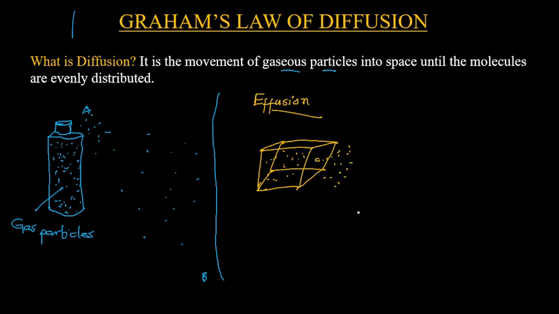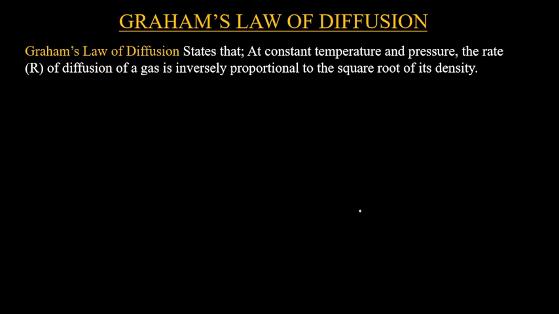Now, what does Graham say about diffusion? Graham's law of diffusion states that at constant temperature and pressure, the rate of diffusion of a gas is inversely proportional to the square root of its density. So how do we express that?